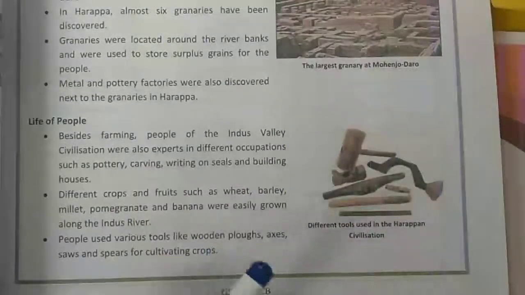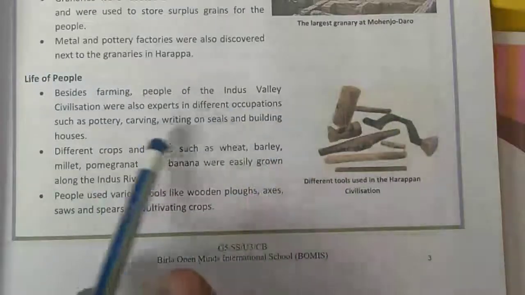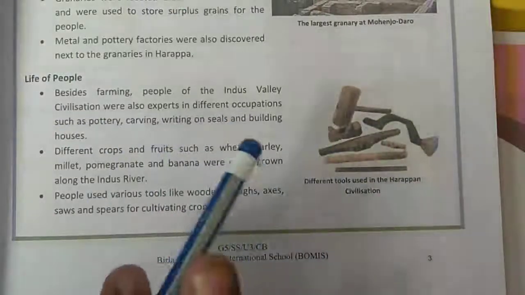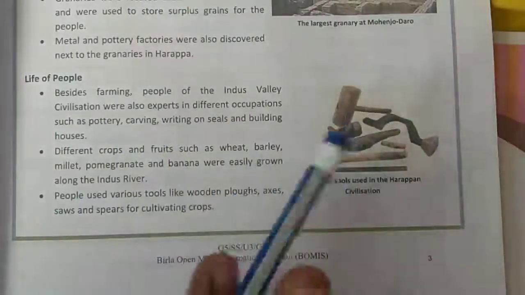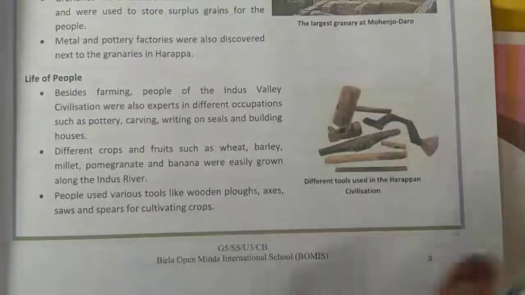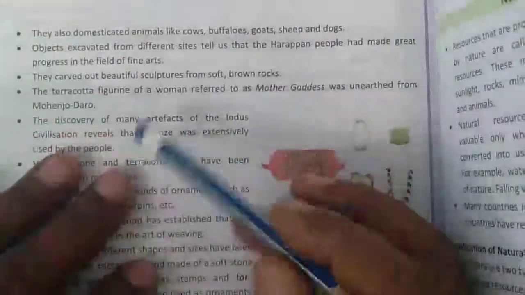After that, we learned about the life of people. In the life of people, we learned that besides farming, they had a lot of occupations like pottery, carving, writing on seals, and building houses, and different crops, fruits, wheat, barley, millet. These types of crops were grown at that time. People used various tools like plows, axes, saws, and these were made of bronze. Actually, these things were not made of iron, because people of that civilization did not know the use of iron. They used bronze that is made of tin and copper, right?